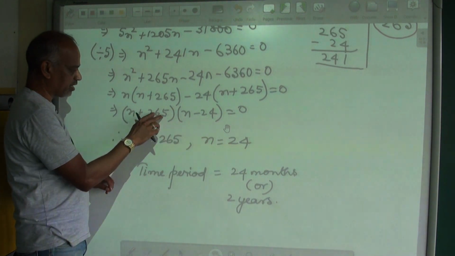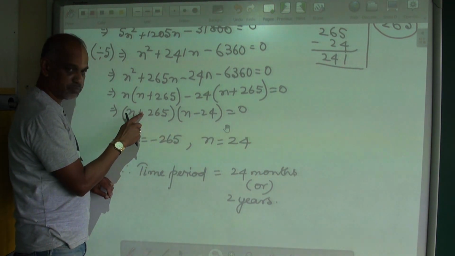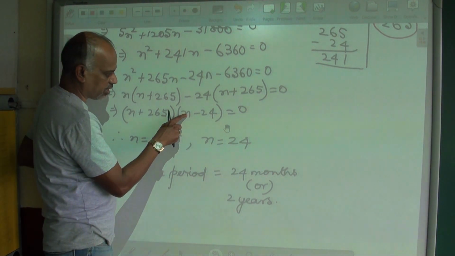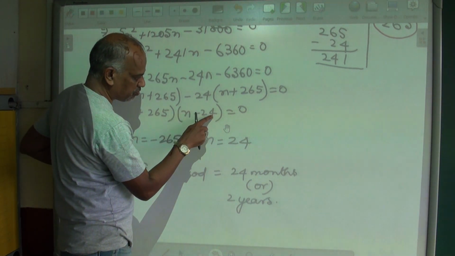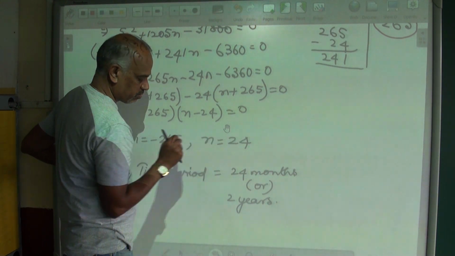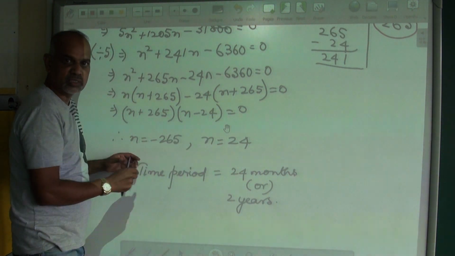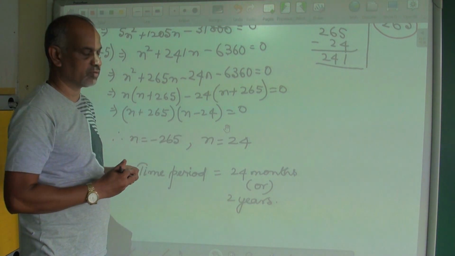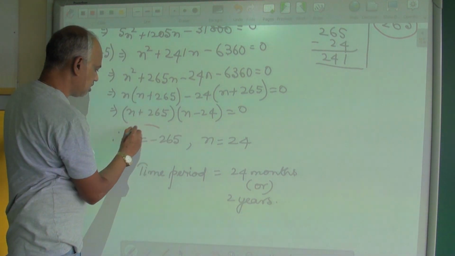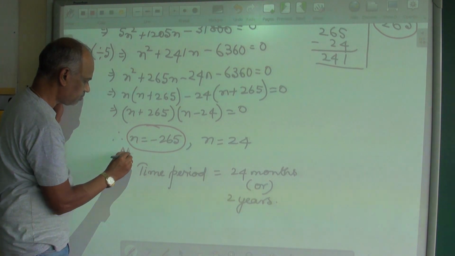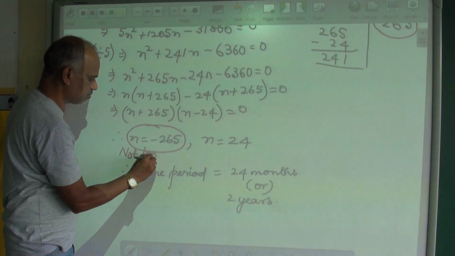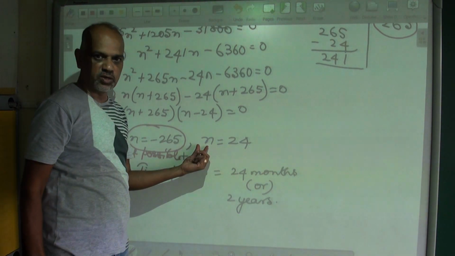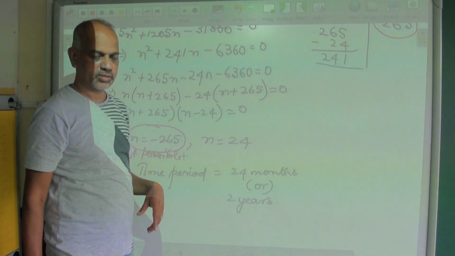So from the first factor, n is equal to minus 265. And from here, n is equal to plus 24. n was time in months, which cannot be negative 265. So this is not possible. Therefore, small n value is 24.